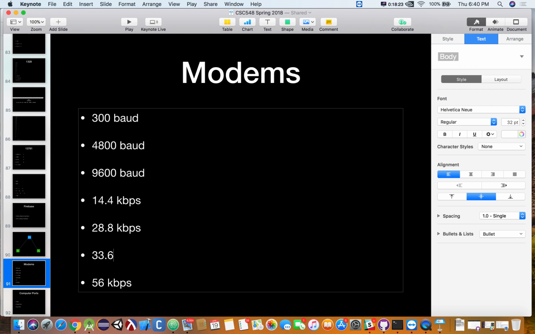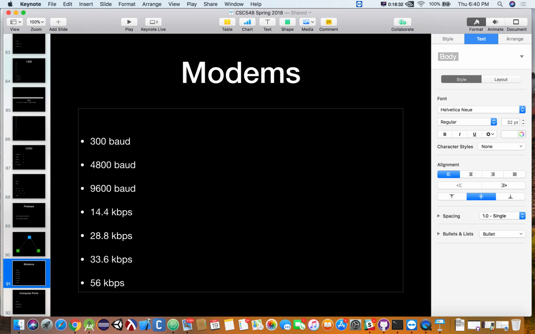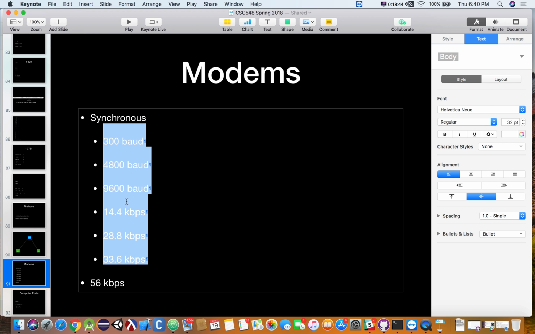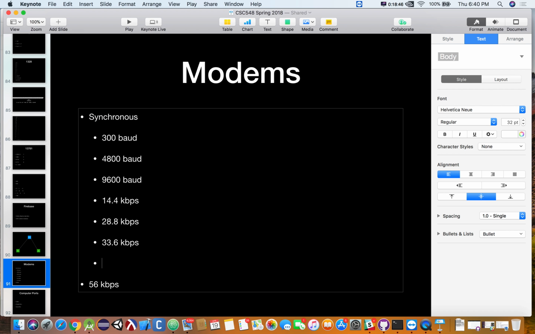All right, so this was a 33.6 kilobit per second modem. Now, let's add another vocabulary term here. I'm going to say synchronous. Can I do multiples at once? Oh, yeah, nailed it. And then I'm going to say asynchronous. What does synchronous and asynchronous mean?